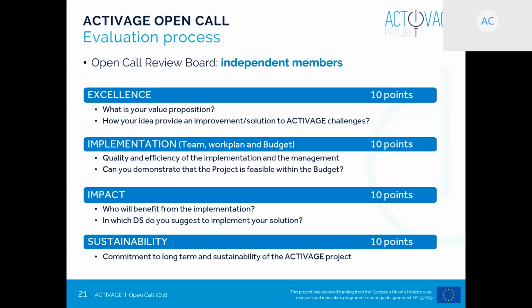Excellence, in terms of the value proposition of your proposal and how your idea improves or solves the ACTIVAGE challenge. In this case, should you have a proposal that wants to apply to an open challenge, you have to describe also the type of needs and the problems that you would like to solve. Secondly, implementation, in terms of the quality and feasibility of your proposals. So you have to include information about the team, the work plan, and also the budget.